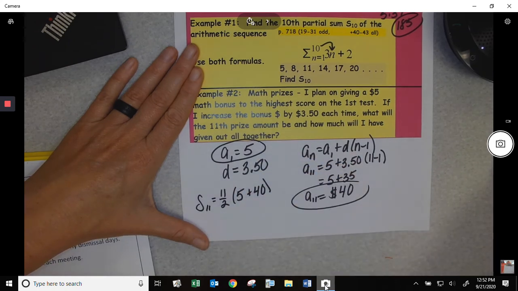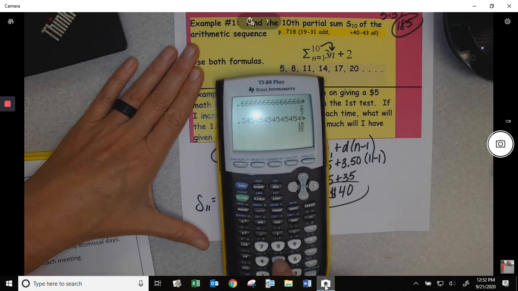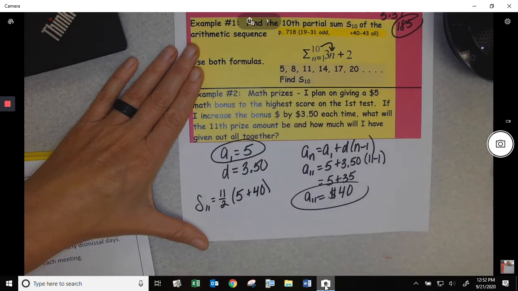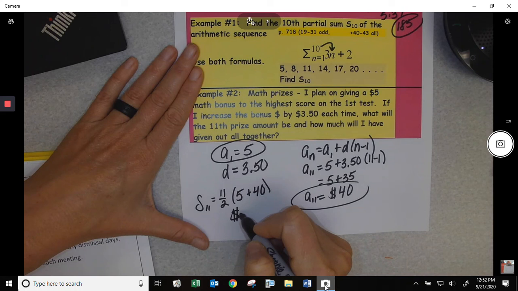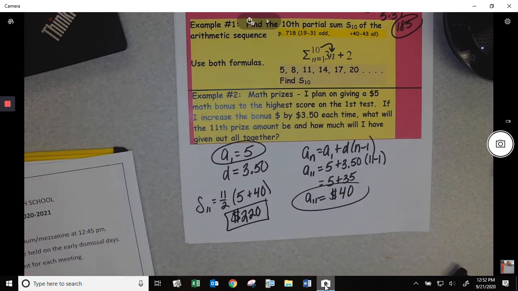So I would go to my calculator. 11 divided by 2 is 5.5. So I will have 5.5 groups of 40. That's $220. So Mrs. Hoven would need to have $220 in her desk to start giving out that cash.